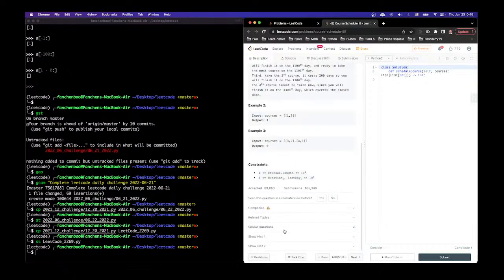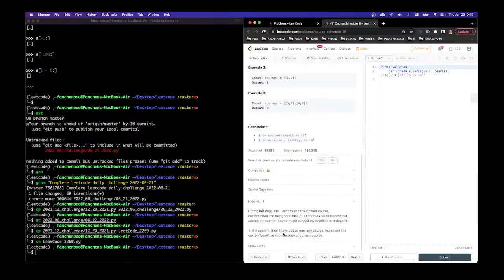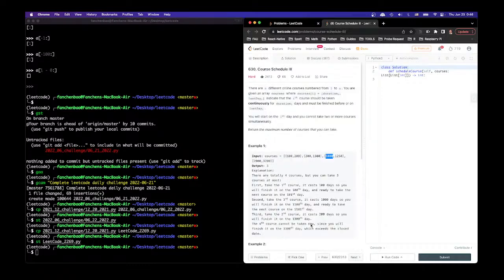Hints. Say I want to add a current course. Currently there's the total time of all the courses taken till now, but the current course might exceed my deadline or it doesn't. If it doesn't, then I have added one new course, increment total. But do we follow a sequence? I have the current time, and the question is if I take it.